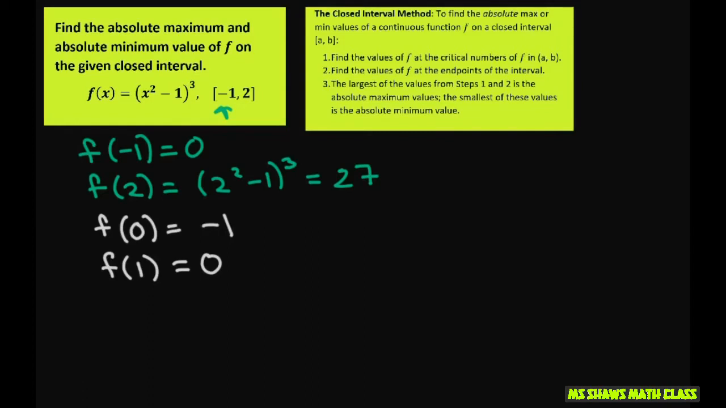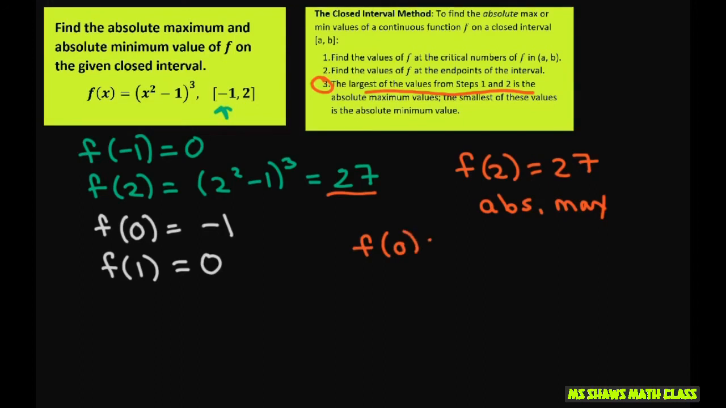So for step 3, we're going to pick the largest and smallest values from our first 2 steps. Our largest value is 27. So basically f of 2 equals 27 is your absolute maximum. And your smallest number is f of 0 equals -1. So that's your absolute minimum.